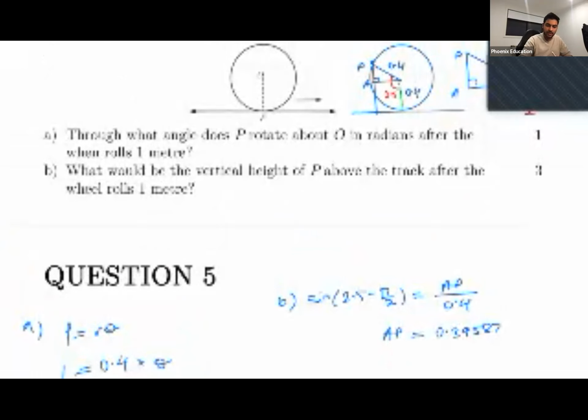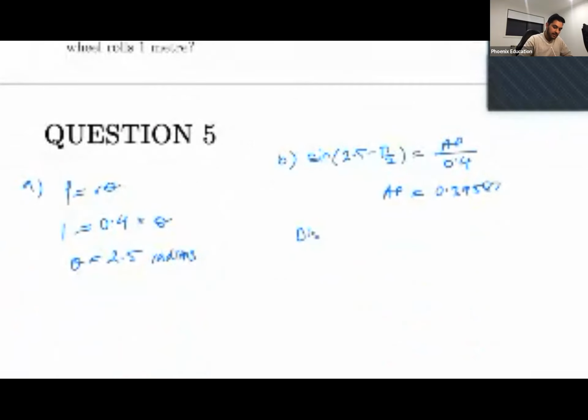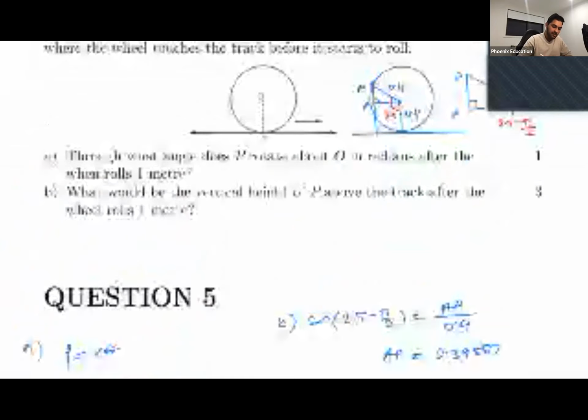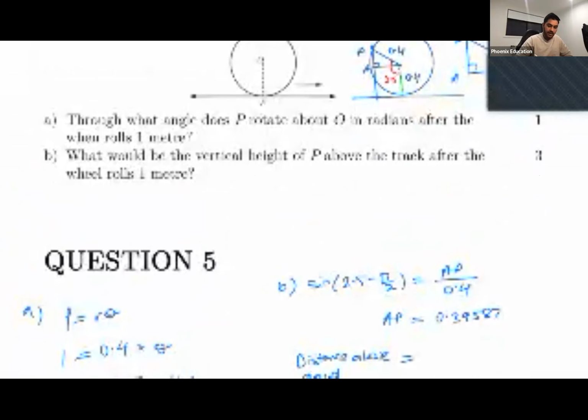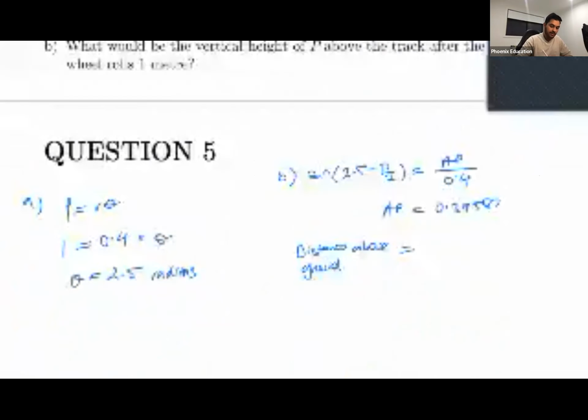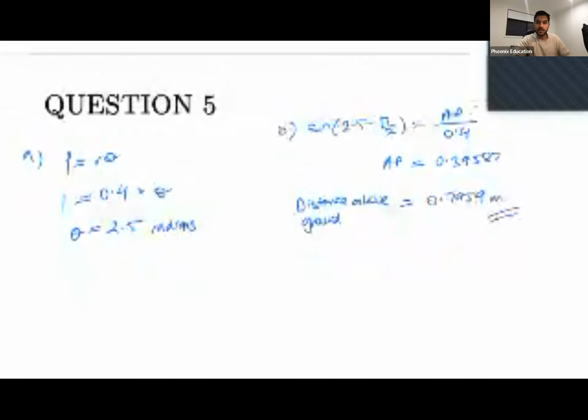And then remember, we need to add it to 0.4 to figure out what the distance is. So the distance above the ground will just be this figure here plus 0.4, okay? So this will be 0.7959, rounded off to 4 decimal places. And that's that last question.